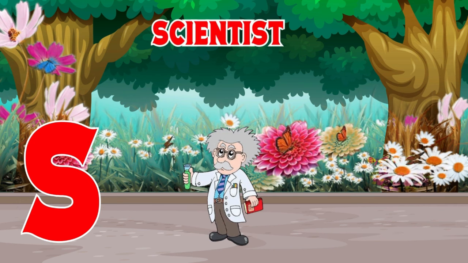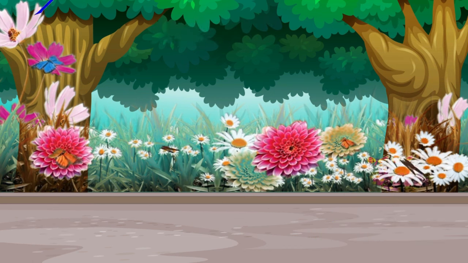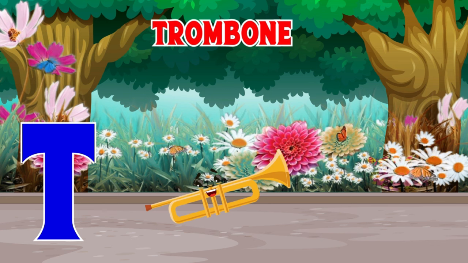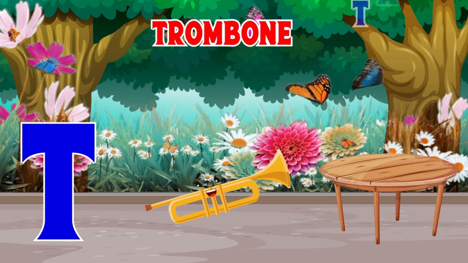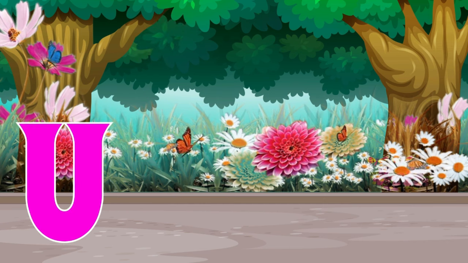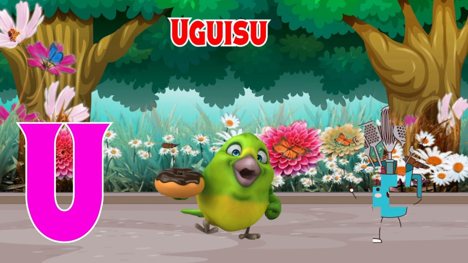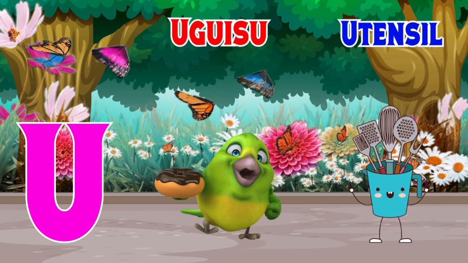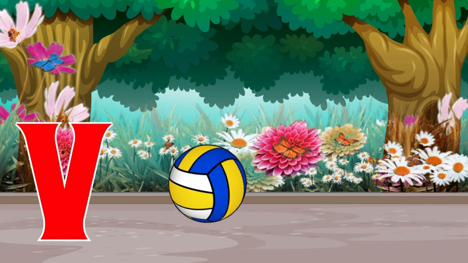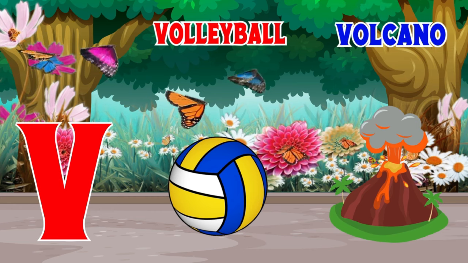S for scientist. S for school. T. T for trombone. T for table. U. U for ubuntu. U for utensils. V. V for volleyball. V for volcano.